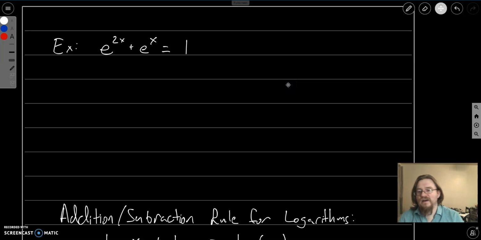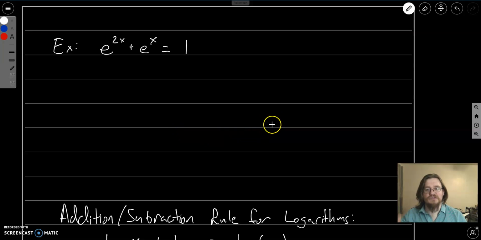Hello and welcome back. Let's continue looking at logarithms and exponentials. So here we have something a little bit strange. We have some things being added together. We have e to the 2x plus e to the x is equal to 1. And when we stare at this, there's no way to turn e to the 2x plus e to the x into one exponential to be able to solve this. So this is a little bit suspicious.